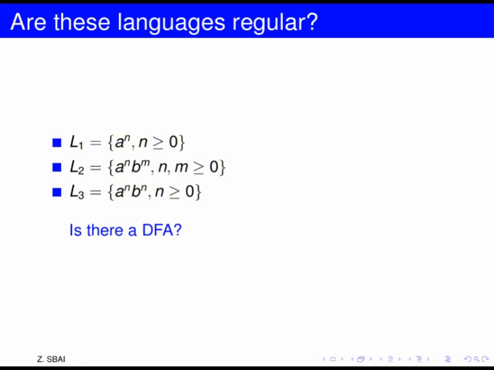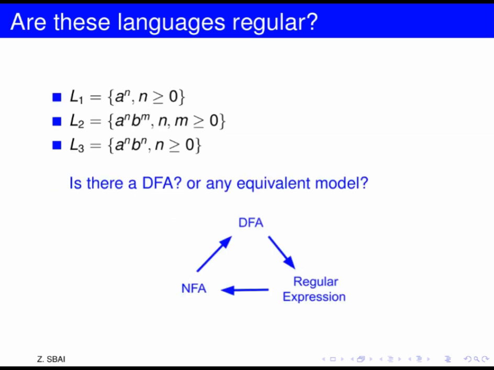Recall that for a language to be regular, we need to find a deterministic finite automaton or any equivalent model. We can find a regular expression or a non-deterministic finite automaton. We already have shown that we can convert from regular expression to NFA and also from NFA to DFA. So we showed that these three computational models are equivalent. So for now, we will say that a language is regular if there's a deterministic finite automaton or a finite state machine that recognizes it.